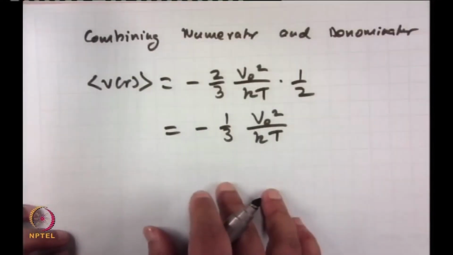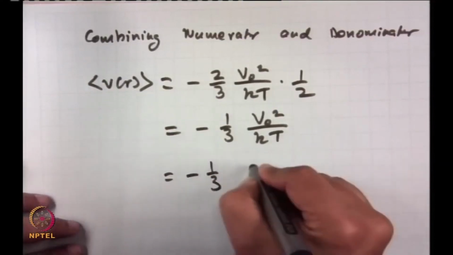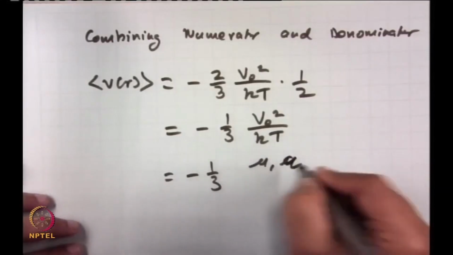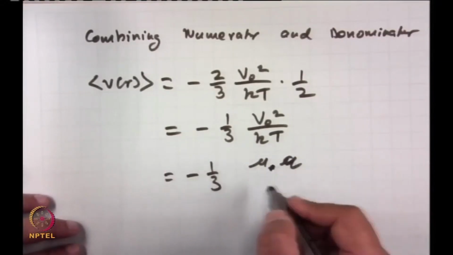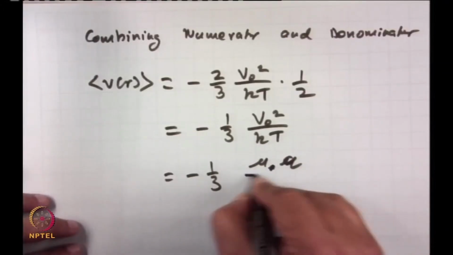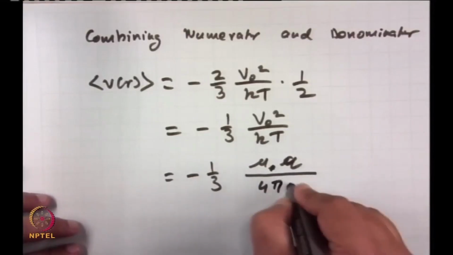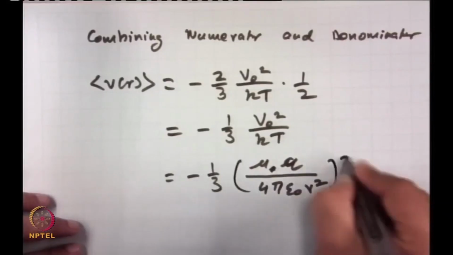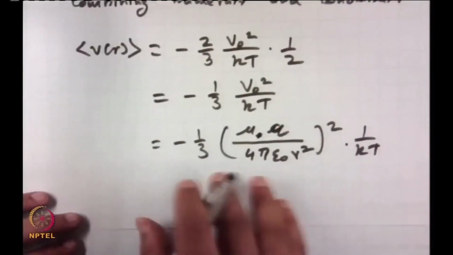Okay. What was V0 equal to? So I can write minus 1 by 3, then I can write mu 1. This one was q, right? I can just write mu q. Let's take out the subscript. Then what did I have in the bottom? 4 pi epsilon0 r squared. So this is essentially the whole thing squared over kT. I am just plugging in V0, right? You follow that, right? I am just plugging in V0.